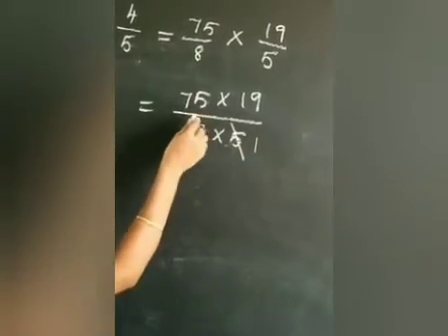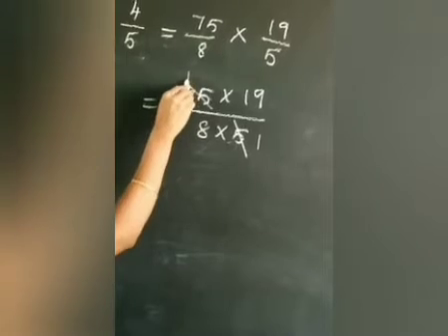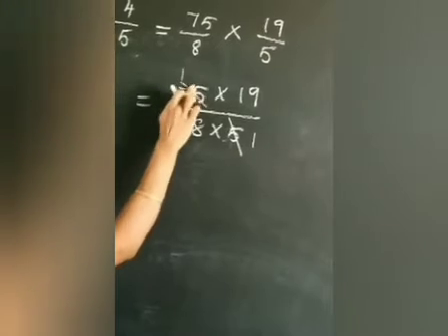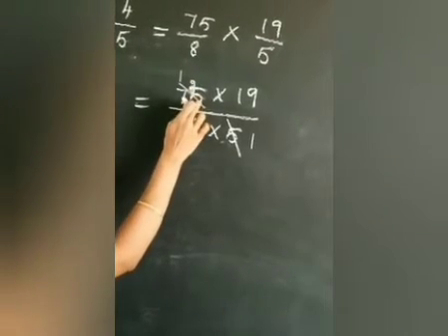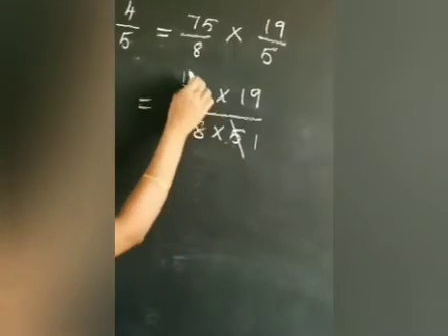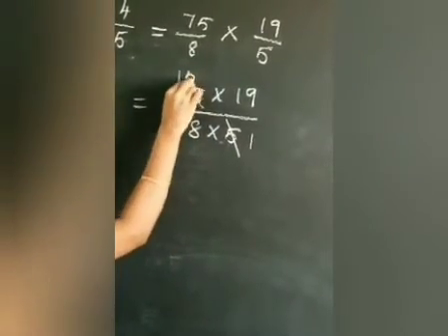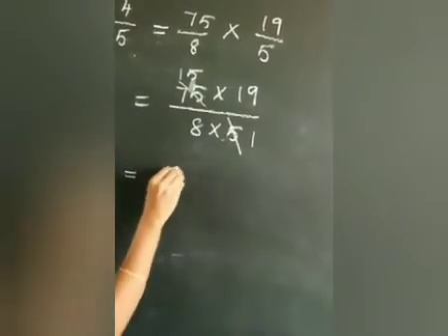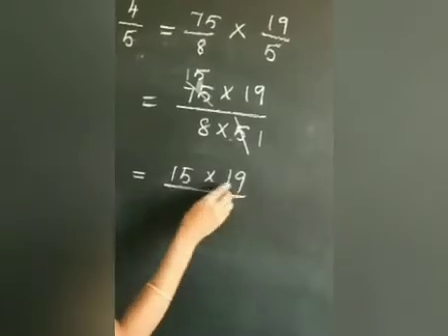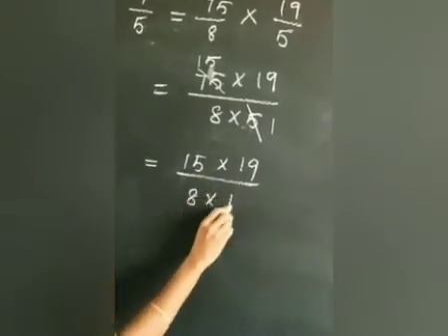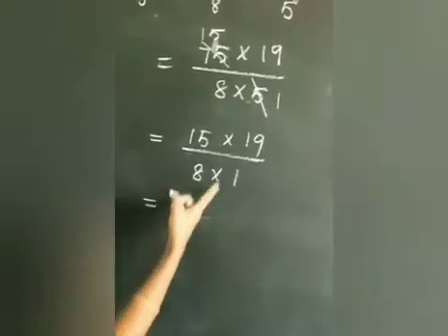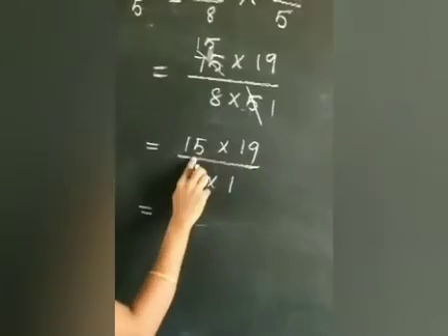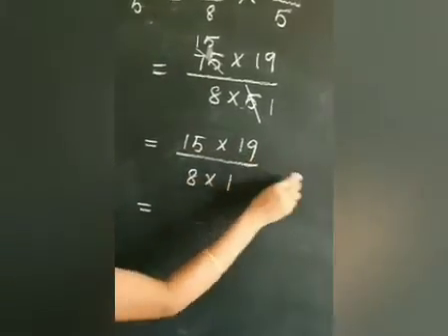In the 5 table, how do you cancel 75? 1 5 is 5. 7 minus 5, you get 2, that is the remainder is 2. Now the number is 25. 25 in the 5 table, how many times? 5 5s are 25. So the numerator is 15 into 19 divided by the denominator 8 into 1. Again check whether it is possible to cancel numerator and denominator. No. So you have to directly multiply 15 into 19.